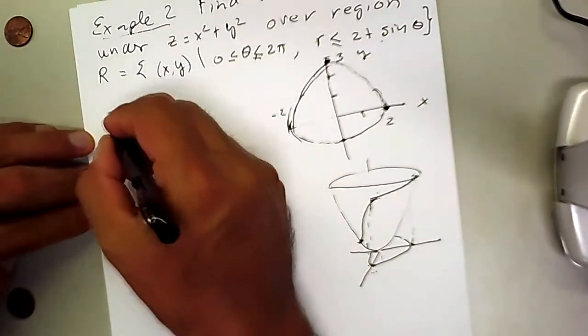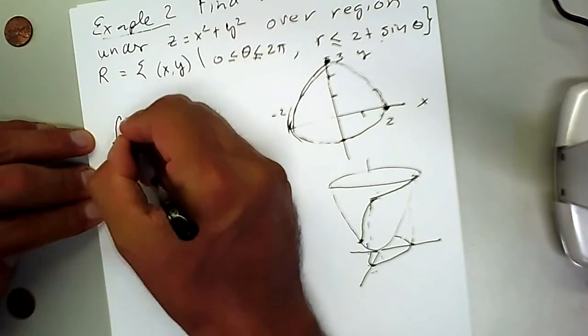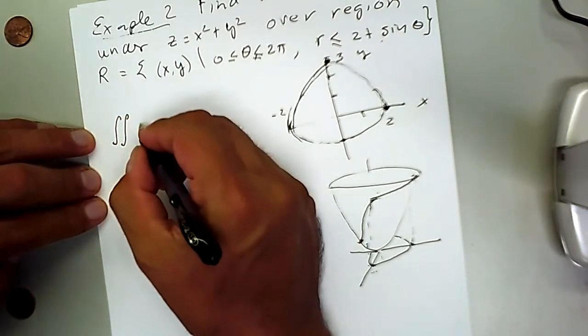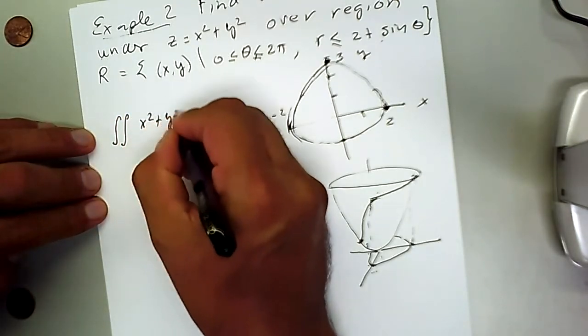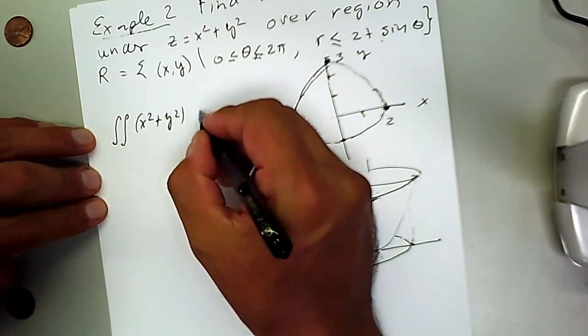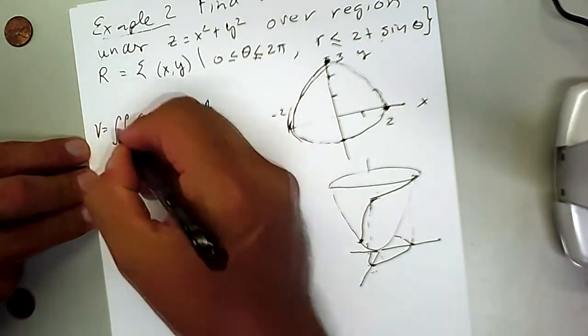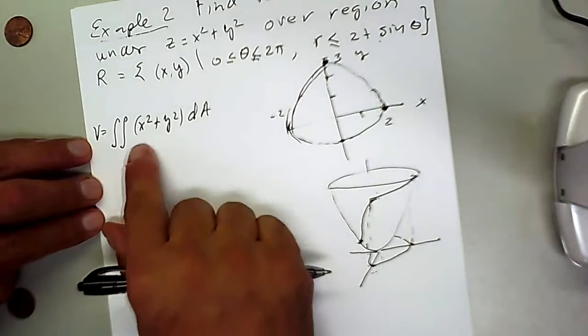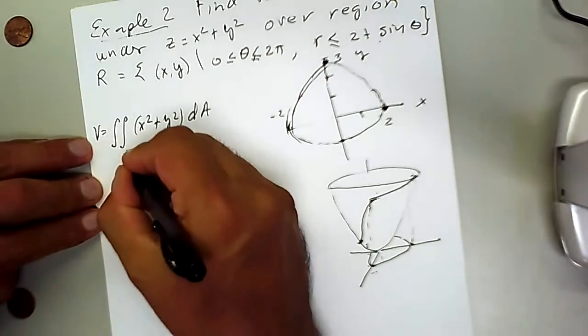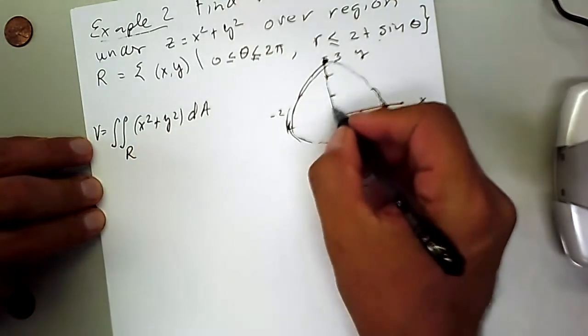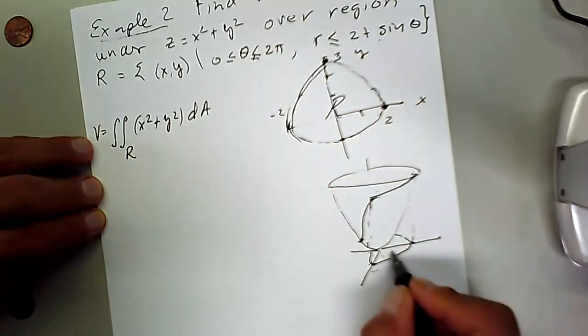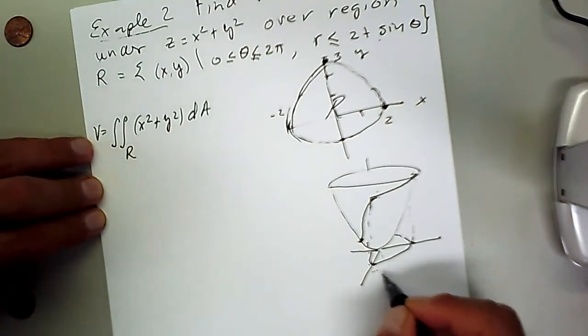So we want to find the double integral of x squared plus y squared with respect to the area. That's going to give us the volume. The volume is a double integral of height with respect to the area over the region. The region is this, which is down here on the floor.